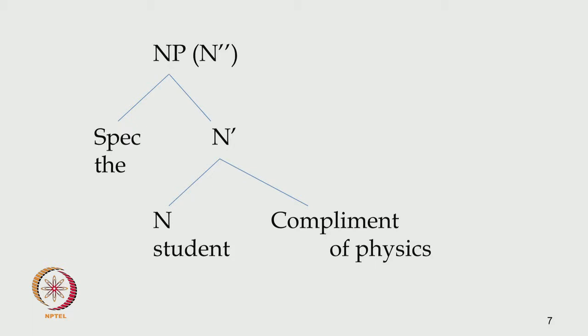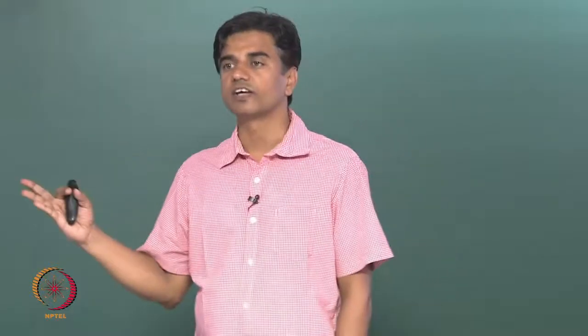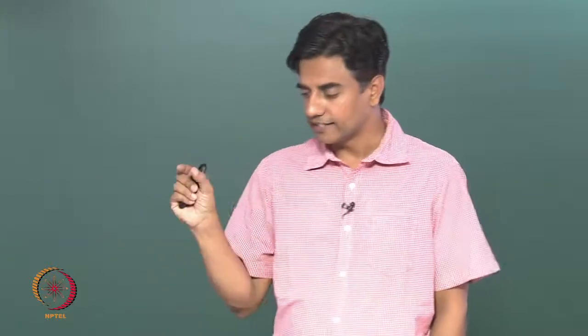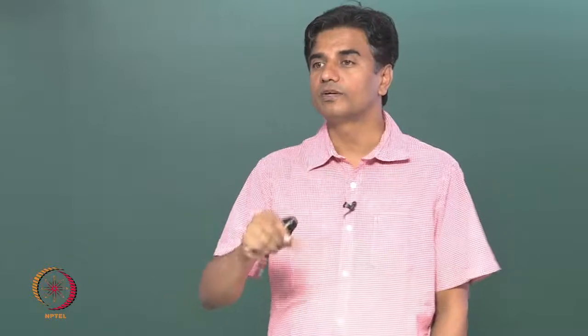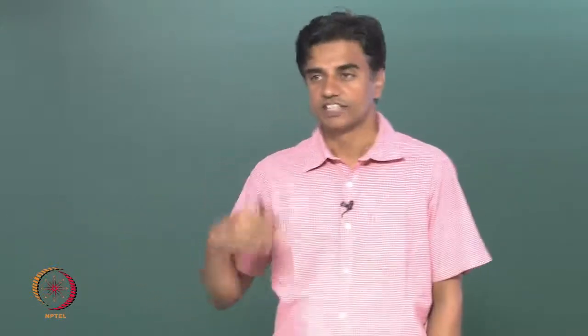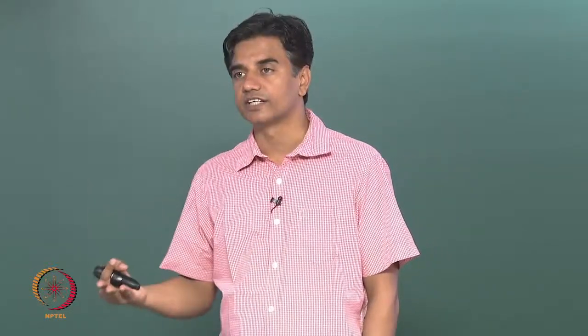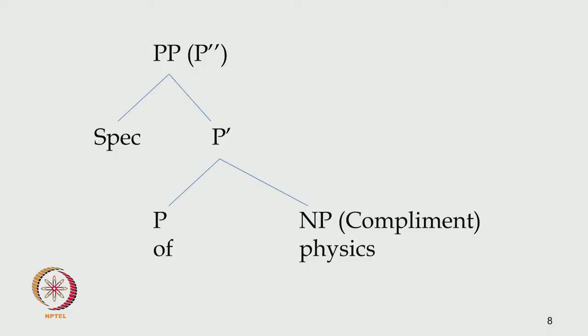When we were looking at this NP, we said of physics is the complement. As a PP, of physics is the complement of N. What makes it a complement and how do we test it? Because just now in the sentence we have seen, in the evening, as a PP, is not a complement. So a PP is not going to be either a complement or an adjunct all the time. Depending upon its nature, depending upon its internal features, it could be a complement, it could be an adjunct at times. In this PP, we have already discussed, NP is the complement of this P.